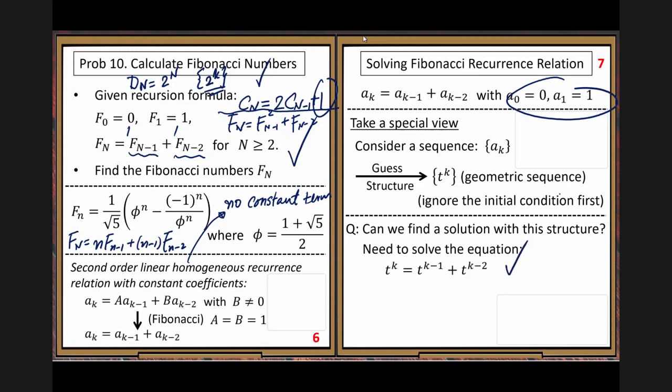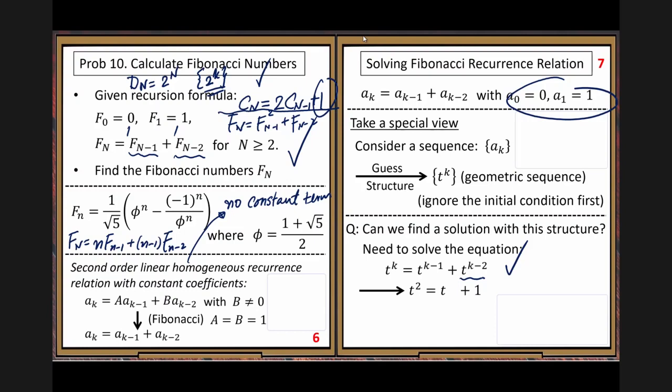This new question? It's not a recurrence, right? It's an ordinary equation. It's not a recurrence relation anymore. So after simplification, we cancel out t to the k minus 2 power. Cancel out this term, do division of this term on both sides. After cancellation, t squared equals t plus 1. Very simple. This equation, do you feel it is quite familiar? Have you seen this before?